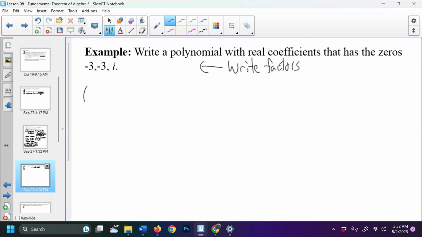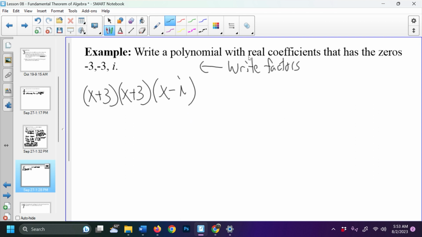And so we'll start with x plus 3 and x minus i. Now we have written a factor for each of these three zeros. When I plug in -3 here, I'll get 0. When I plug in i here, I'll get 0. So these are the correct factors.